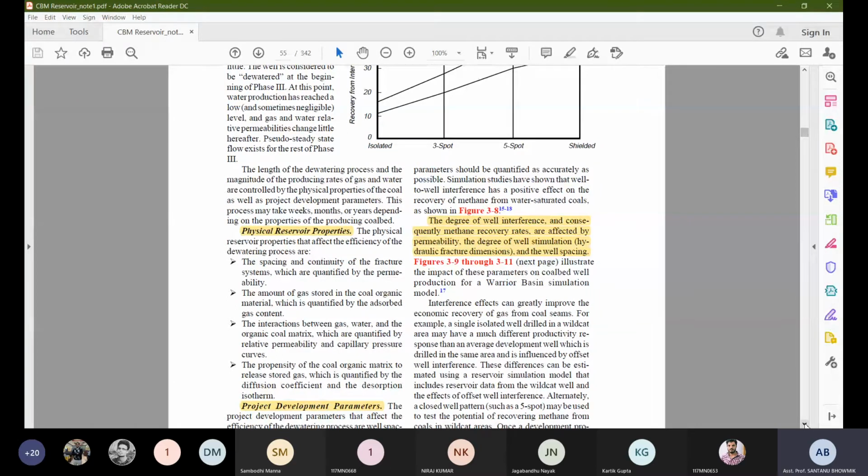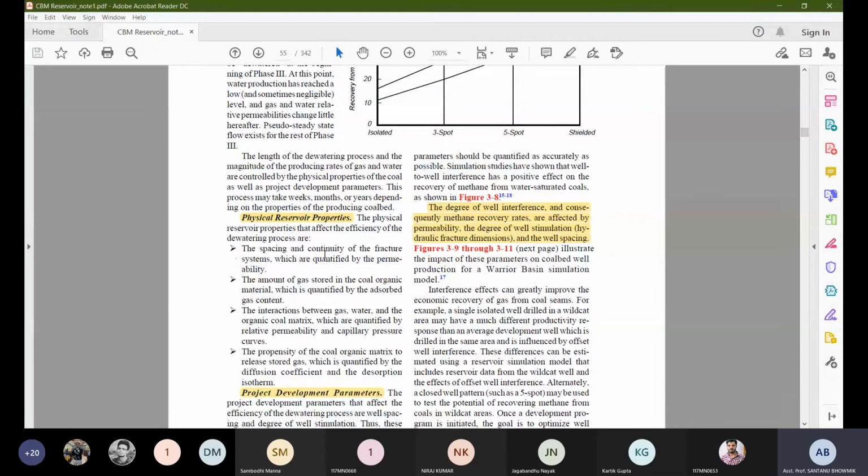So let us see. The first is the spacing and continuity of the fracture system, which are quantified by the permeability. Spacing means how frequently the fracture system network is there, face cleats, butt cleats or tertiary cleats, and continuity means how much extent they have, whether they are interconnected or not, whether they intercept one another or not. Both things are important. And why does the fracture system come first? Because permeability is defined through the fracture. It is allowed through the fracture. Remember that it is a dual porosity and single permeability system.